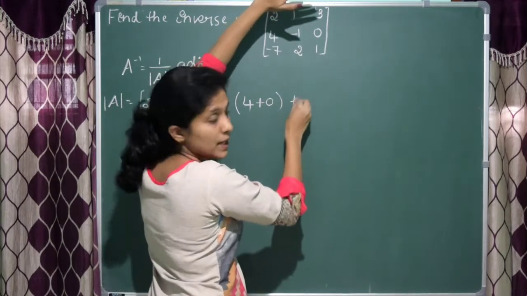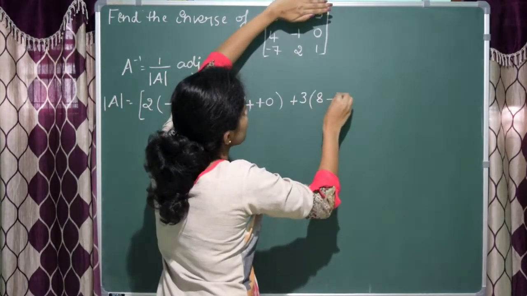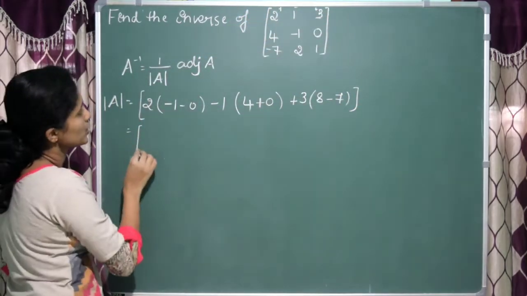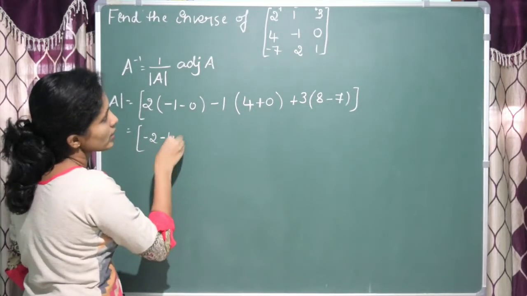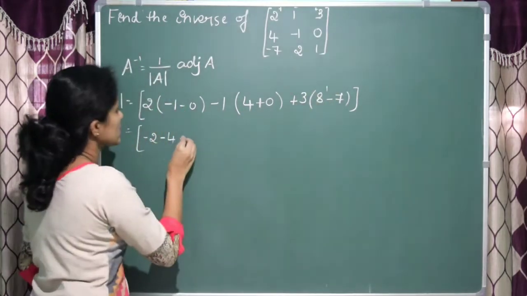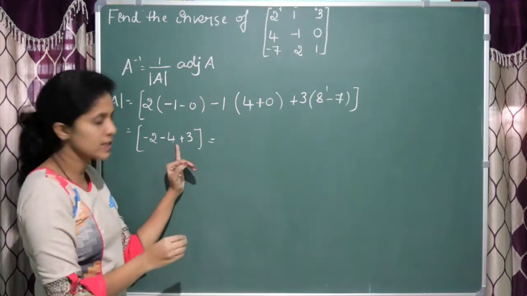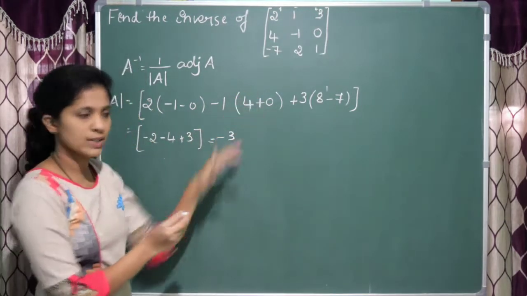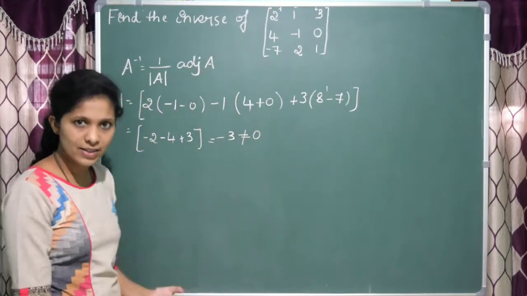So last will be plus 3 into, delete this one and this one. So 4 into 2 is 8 minus 7. So this is equal to now, determinant will be 2 minus 1, which will be minus 2, and this is now minus 4, and 8 minus 7 is 1. So this is now plus 3. So this is minus 2, minus 4 will be minus 6, minus 6 plus 3 will be minus 3. So the determinant of this matrix is minus 3, so it is not equal to 0. So the inverse of the matrix exists.